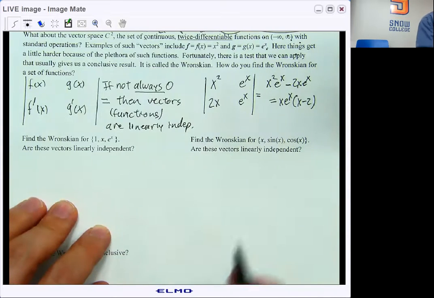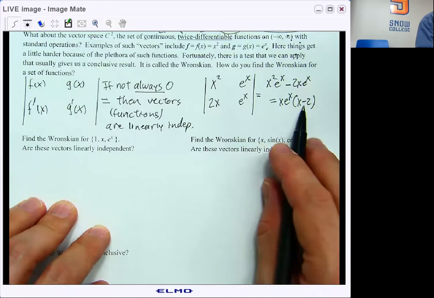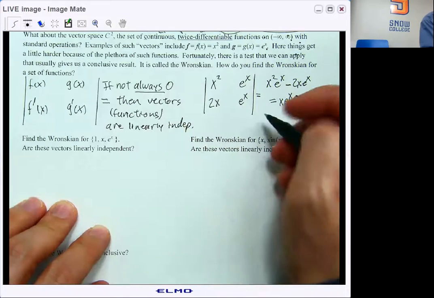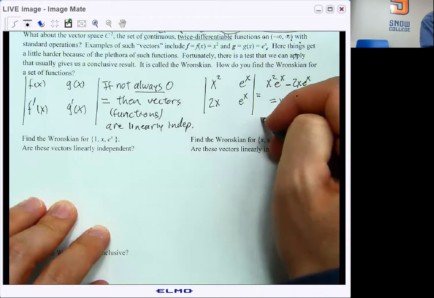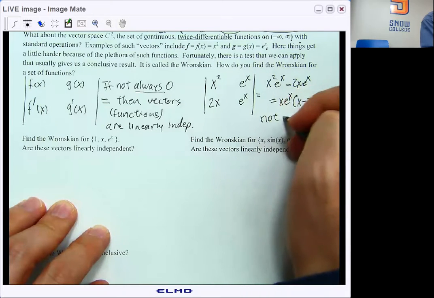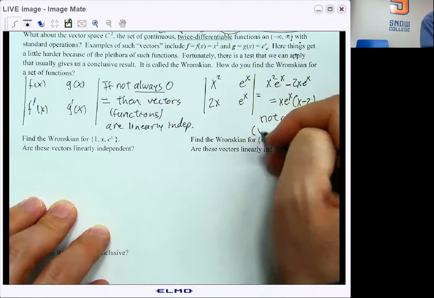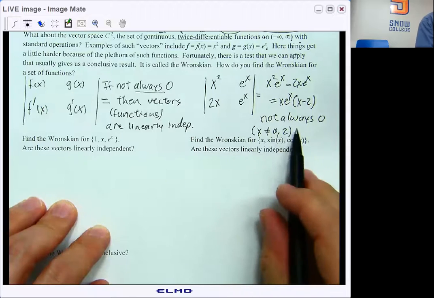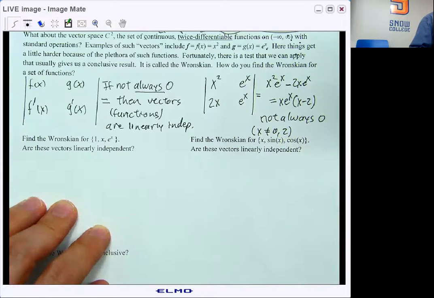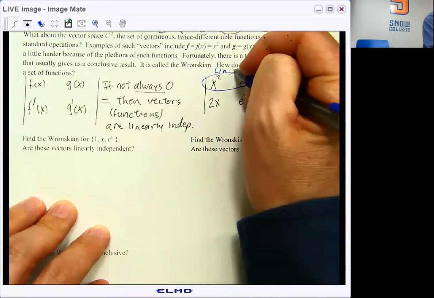Now notice that this will be equal to 0 if x is 0 or x equals 2, but it's not always equal to 0. So this Wronskian is not always 0, specifically when x is not 0 or 2, then the Wronskian is not 0. So because of that, we know that our two vectors are linearly independent.